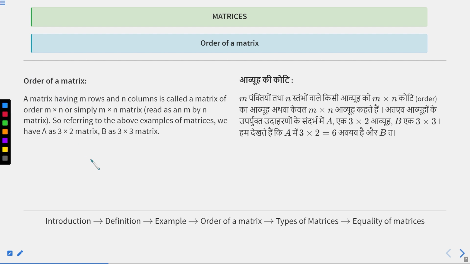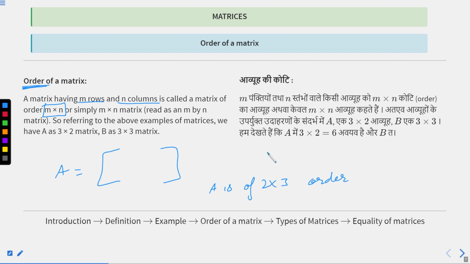So as we saw the rows and columns, now we define what we mean by order of the matrix and what information this gives. Order means having m rows and n columns is called a matrix of order m cross n. This means suppose matrix A is of order 2 cross 3.